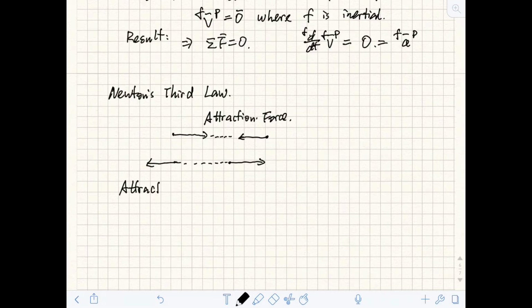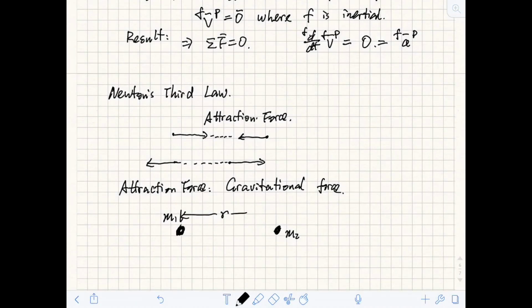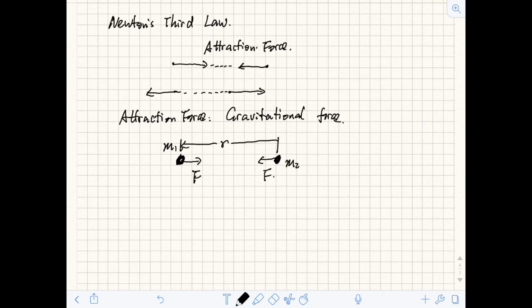So as an example for attraction forces, we have gravitational attraction, which states if we have two particles, M1 and M2, and they are at a distance r apart, we have a force that is exerted on mass M2 by M1, and the same force but opposite direction by M2 on M1. And we know the force is equal to the gravitational constant times M1 M2 divided by distance squared. So this is the universal law of gravitation.